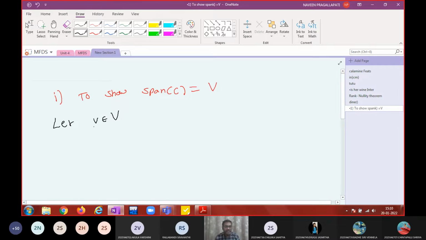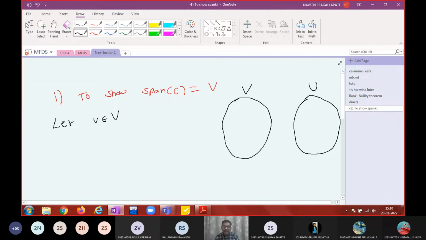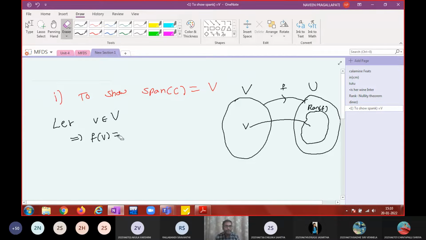Okay, so when I say V, I'm going to draw the diagram again. From V to U, you have a mapping F. I'm selecting an element of V randomly. When I'm selecting an element randomly, it will have an image that will lie in the range space. So that means F of V belongs to the range space, or image of F.